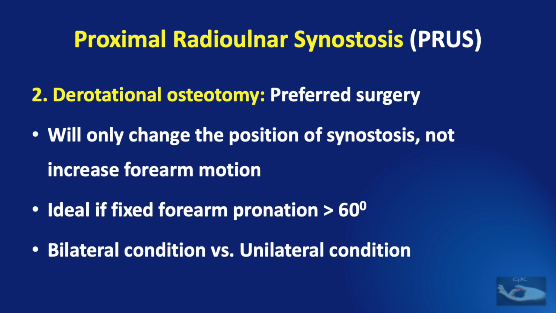The procedure of derotational osteotomy is usually the preferred surgery. We need to remember that this surgery will only change the position of the synostosis and will not increase forearm motion. It is ideally done if there is a fixed forearm pronation of more than 60 degrees. It is usually indicated in bilateral synostosis. Unilateral synostosis does not cause sufficient functional impairment to warrant surgical repositioning in most cases.